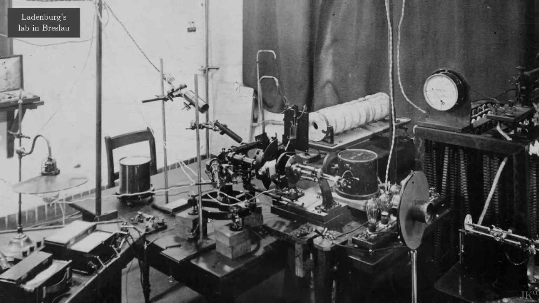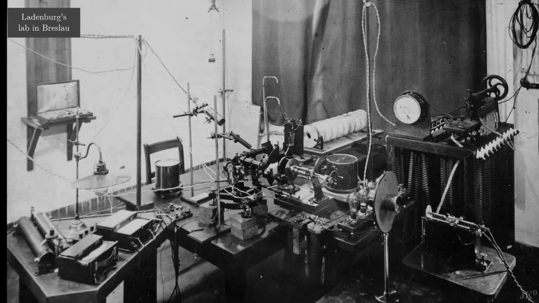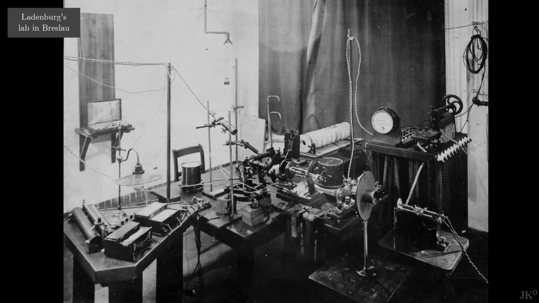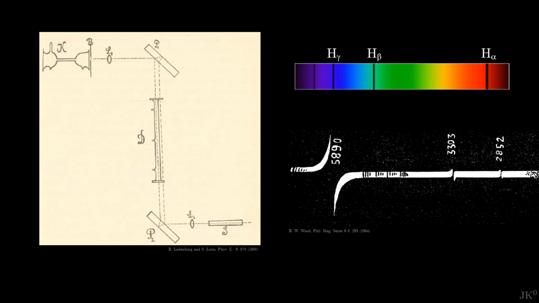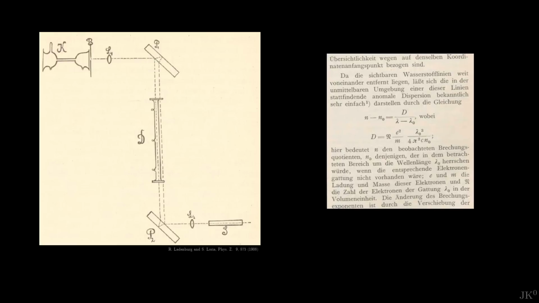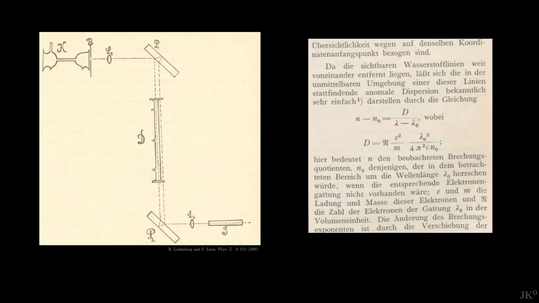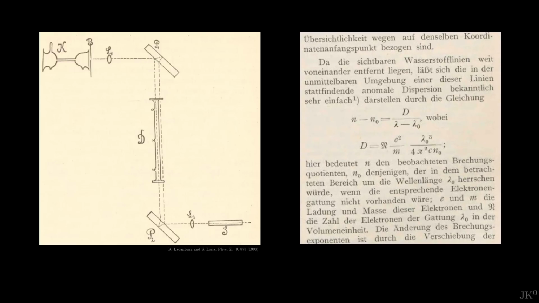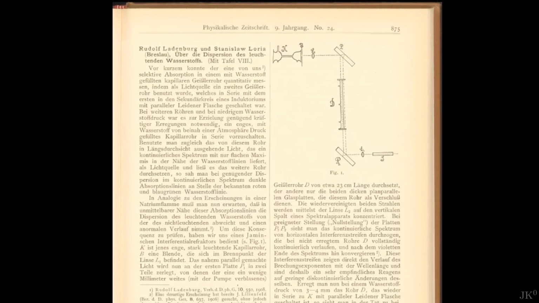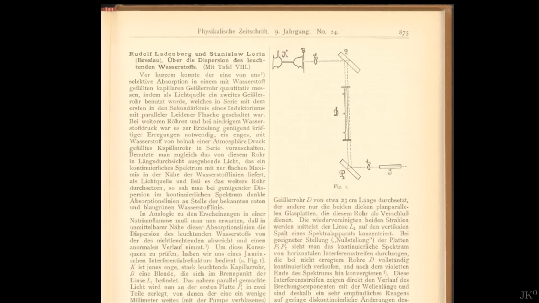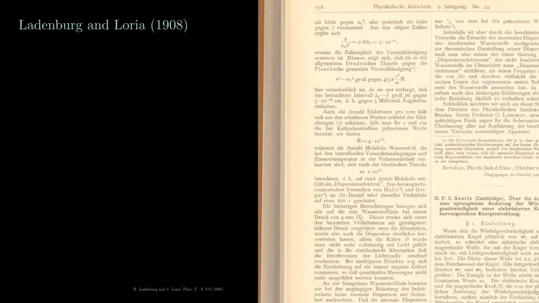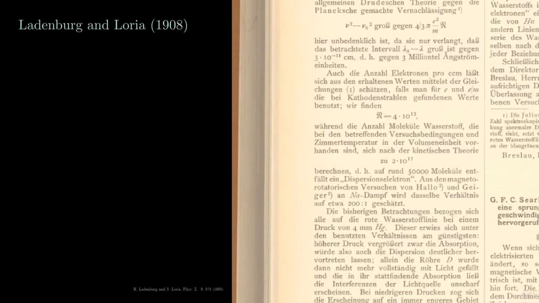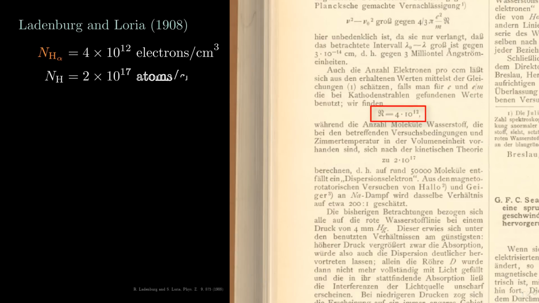Back in Breslau, Ladenburg and Loria set up a dedicated experiment combining an interferometer and a spectrometer to study spectral lines, anomalous dispersion, and more importantly, the relationship between their experimental results and the microstructure of the light-matter interactions. In particular, they developed a creative way to measure in hydrogen the number density of electrons responsible for the H-alpha absorption line. In October 1908, they found that in their experiment, dispersion was caused by 4 trillion electrons per cubic centimeter.